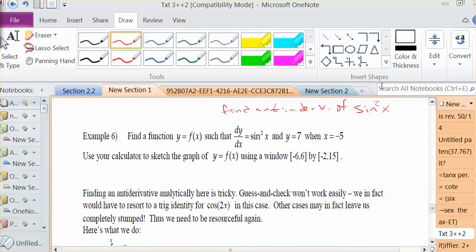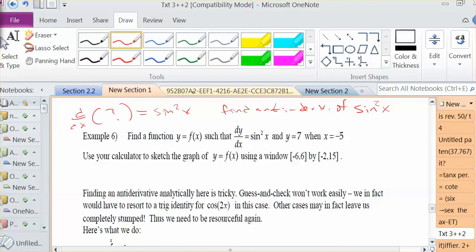You have to think of a function where if you took the derivative of it, then you would get sine squared x. Because remember, the antiderivative gets you back to the original function. That's tricky. What if your derivative was sine x? Then the antiderivative is negative cos x, because the derivative of negative cos x is sine x. But the derivative of something is going to have to equal sine squared x. Jeez, that's a really tough one.